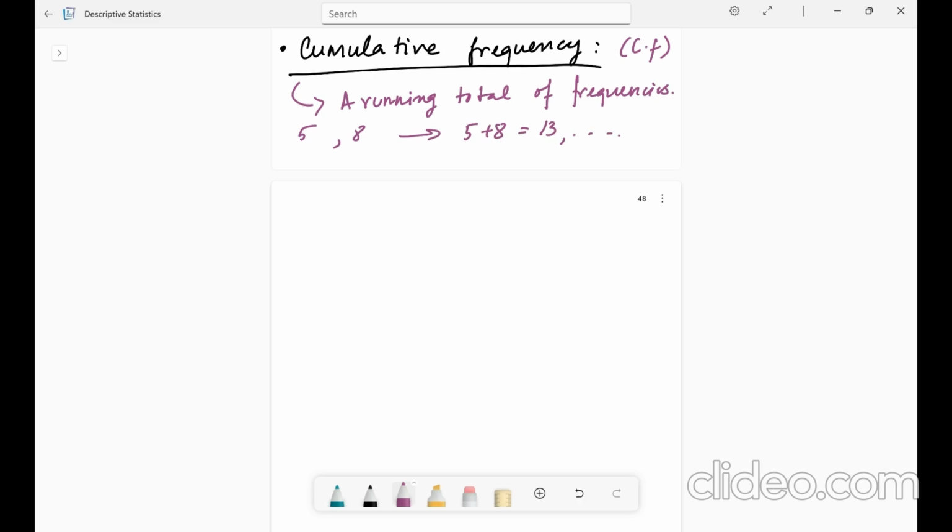Okay. What are the uses of cumulative frequency? First up is it helps us to locate median, quartiles, deciles, and percentiles. We will know each term later in this chapter, okay? Next up is it is essential for drawing ogives or cumulative frequency polygons.